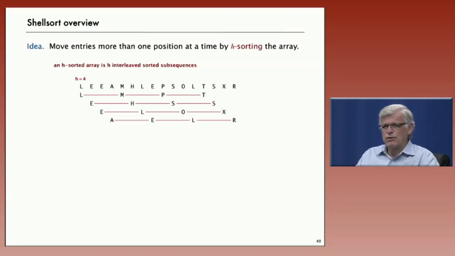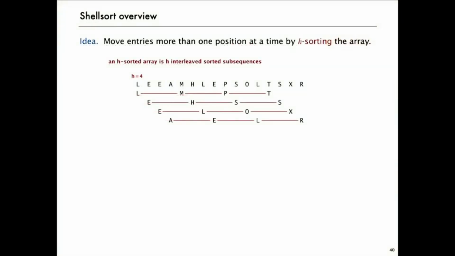An H-sorted array is H different interleaved sorted subsequences. So in this case, with H equals 4, if we start at L and look at every fourth element, M, P, T, then it's sorted. If we start in the second place at E and look at every fourth element, it's sorted. So this is 4 interleaved sequences.